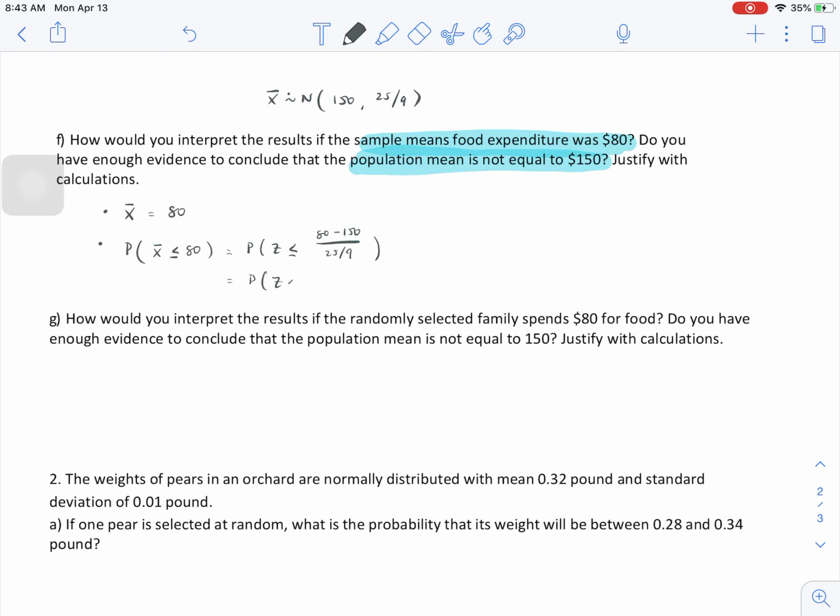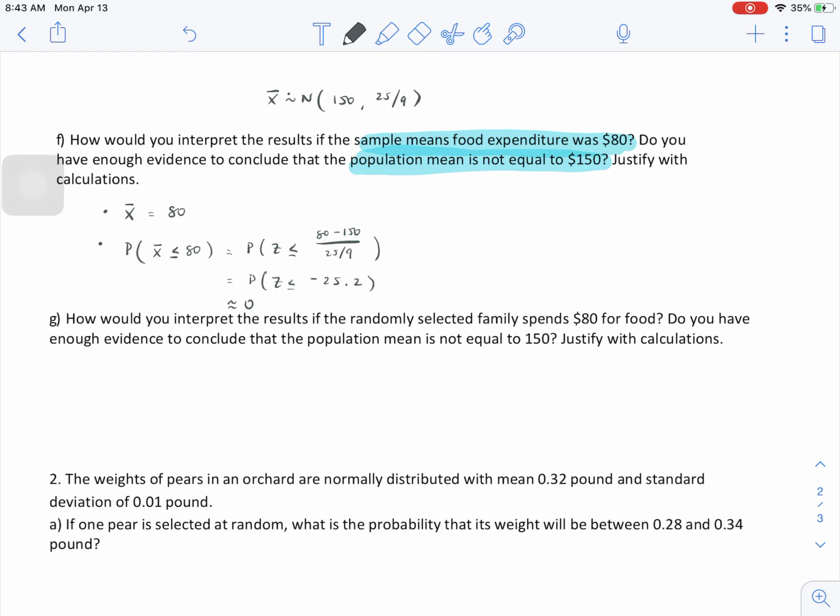If I plug this into my calculator, this z-score is very small. It's negative 25.2. This z-score is so small, it's not even on my z-table. But I know that for very, very negative values of z, we can approximate the area to the left with 0. So that tells us that nobody spends less than $80 on average. On average, the sample mean cannot be less than $80.